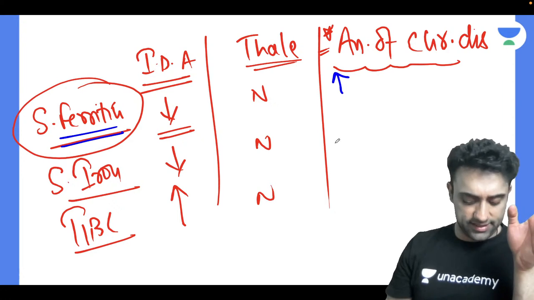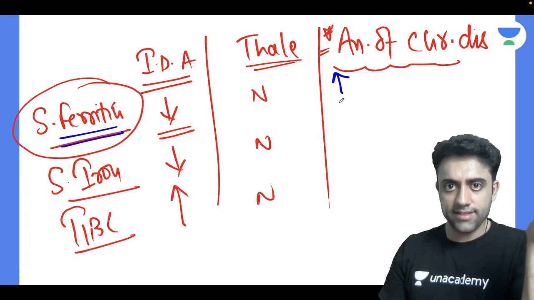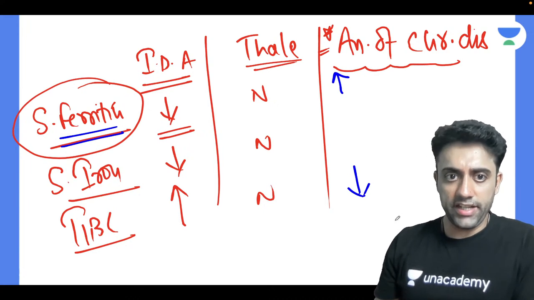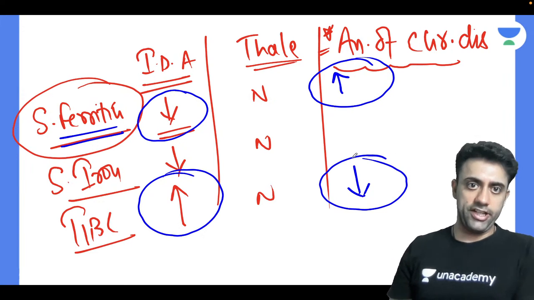So serum ferritin increases in a case of anemia of chronic disease, and naturally when serum ferritin increases, as a compensatory mechanism, the total iron binding capacity will decrease. So this is the point. This was the exam question, which in general we need to understand, right?